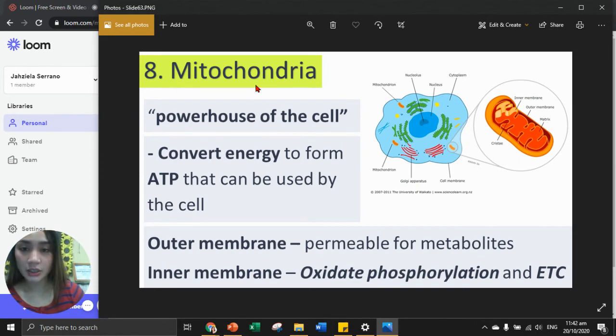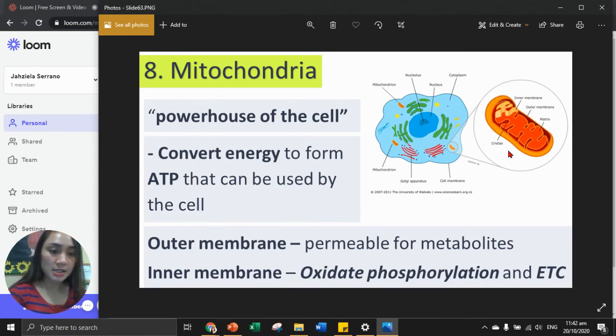Okay, let's move on to mitochondria. So we all know mitochondria as the powerhouse of the cell. So if you see in the exam, what is the powerhouse of the cell? You automatically should know that it is the mitochondria, no? And this converts energy to form ATP. So kaya nga siya tinawag powerhouse of the cell because it's the one that produces the energy. It's the one that converts energy para makabuo ng ATP, which is, do you know what ATP is? It is adenosine triphosphate. Okay?